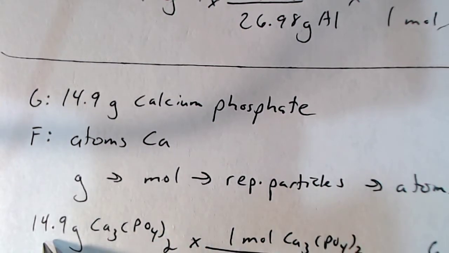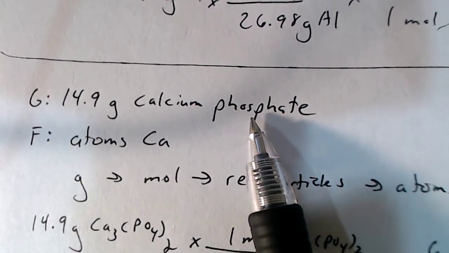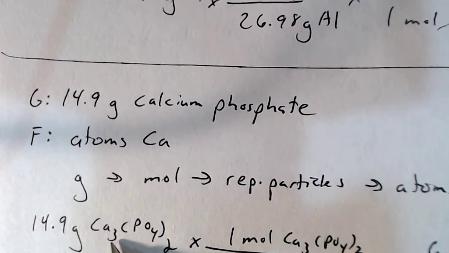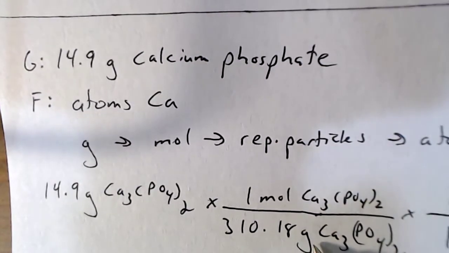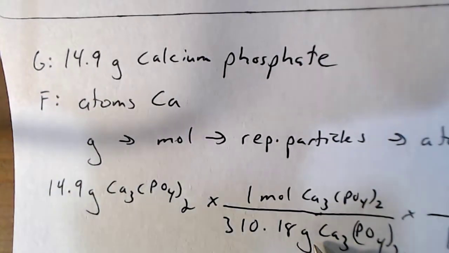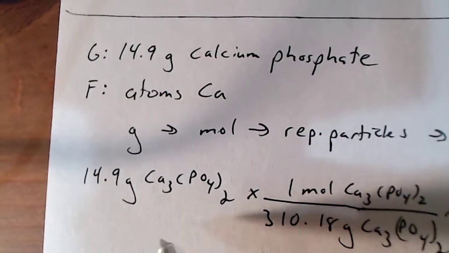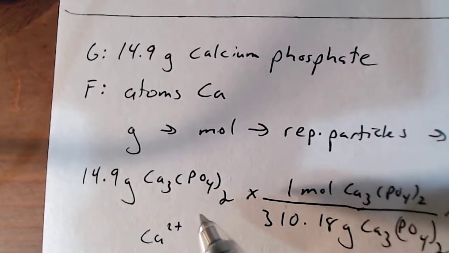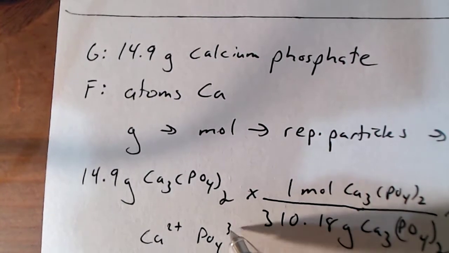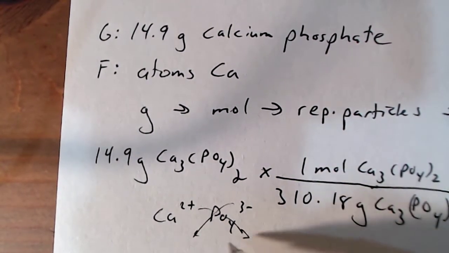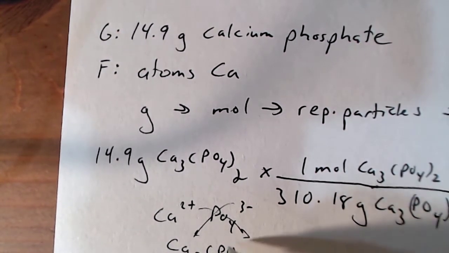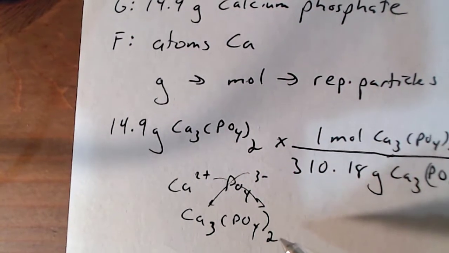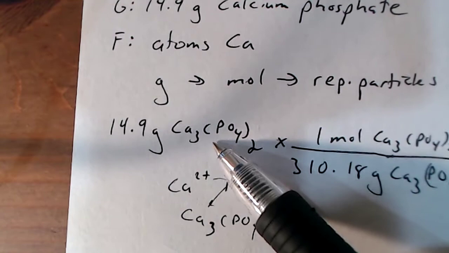So you have 14.9 grams of calcium phosphate. You were not provided the formula of that compound. Oh no, you have to write the formula yourself in order to be able to have the correct molar mass and the correct number of atoms of calcium per formula unit. So how do you write that formula? Well, calcium is in group 2A, it gets a charge of +2, and phosphate is PO4 3-. So crisscross, calcium phosphate is Ca3(PO4)2. That's calcium phosphate. That's how you got that. So you plug that in here.